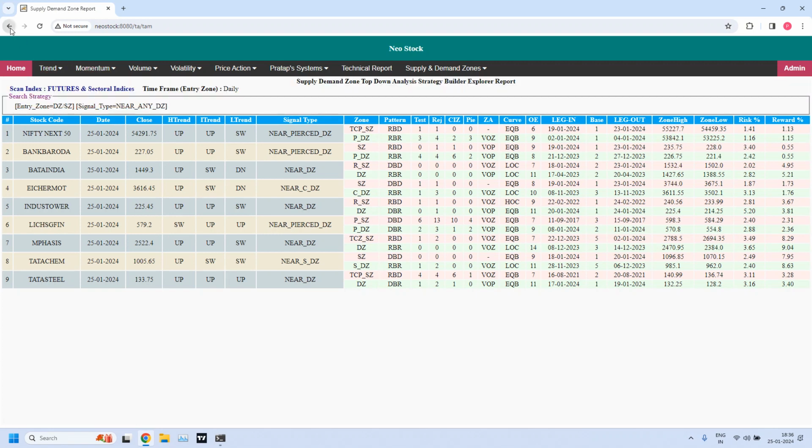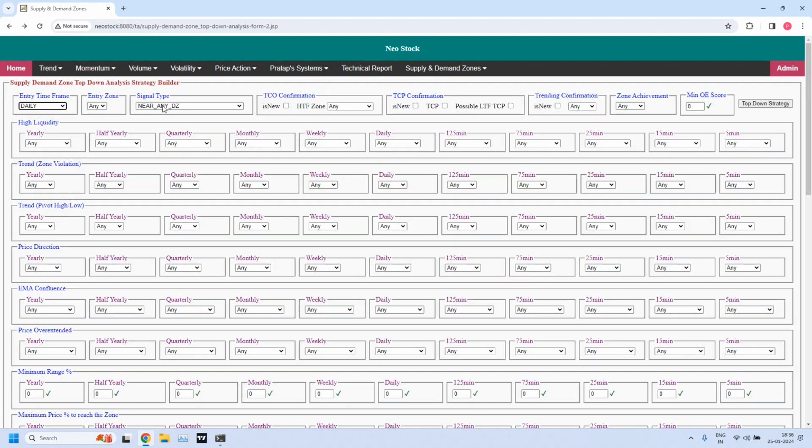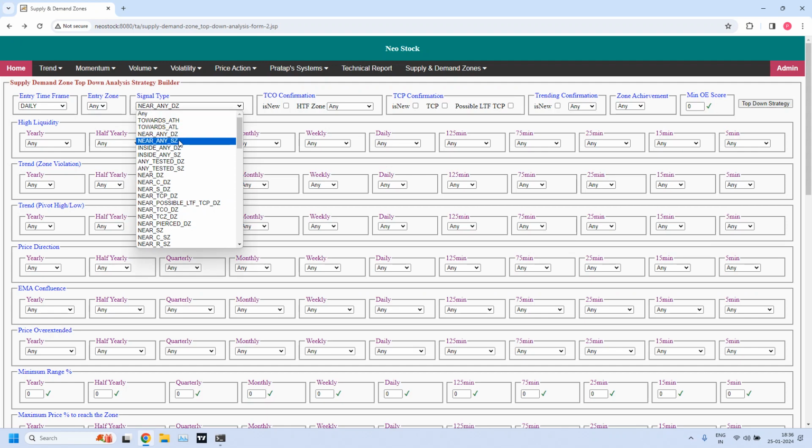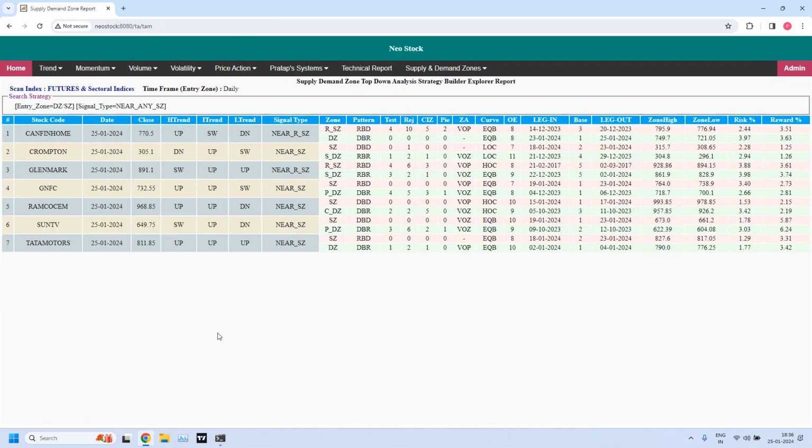Now let us go back. For daily time frame, let us find the stocks near daily supply zone. So 7 stocks are filtered, but we have to identify high liquidity supply zones. The first one is already pierced, so we can't consider this stock because we never use pierced zones. Because the PIE indicates it is pierced. The count 2 times already pierced. Even if 1 time it is pierced, we don't take that zone.